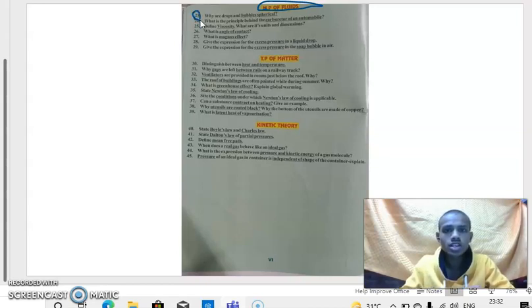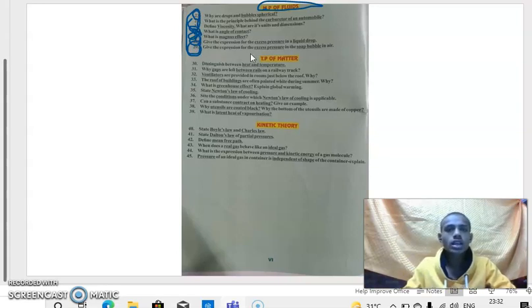Define viscosity. What are its units and dimensions? What is angle of contact? And what is Magnus effect? Give the expression of excess pressure in a liquid drop and give the expression of the excess pressure in a soap bubble in air. This is also an important lesson for 2 marks.